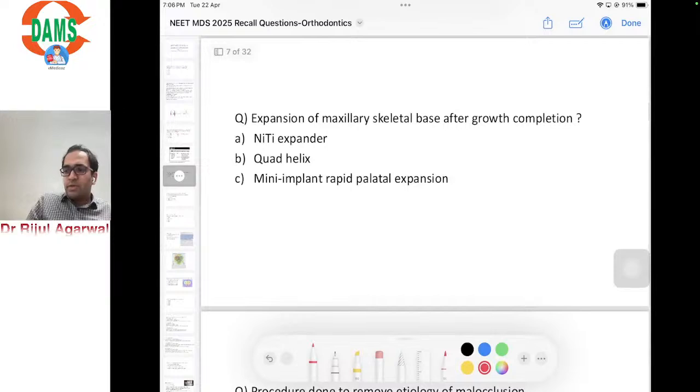Moving ahead towards the next question. Expansion of maxillary skeletal base after growth completion. I do not have its fourth option. The three options which I got were NiTi expander, quad helix, mini implant assisted rapid palatal expansion. Okay, if anyone has the fourth option, just write in the comment section and I'll add it.